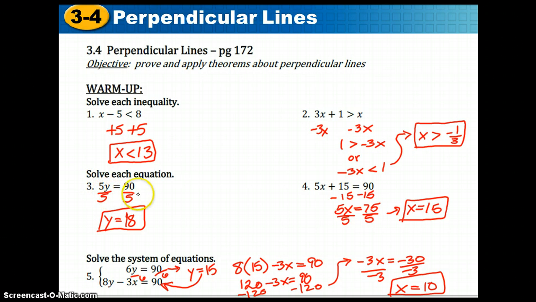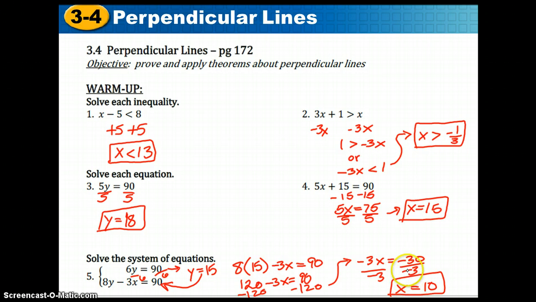For number 3, dividing both sides by 5 tells you that y is 18. And number 4, when you solve this equation, x is 15. Number 5, the system of equations. The best way to do this is actually just to divide both sides of this equation by 6, so that y is 15. This is actually a method called the substitution method. Because we only have one variable in this first equation, we just divide both sides by 6 to get y is 15, and then we can plug that into the other equation to find x. Doing so, x is 10. So your answers are y equals 15 and x equals 10.